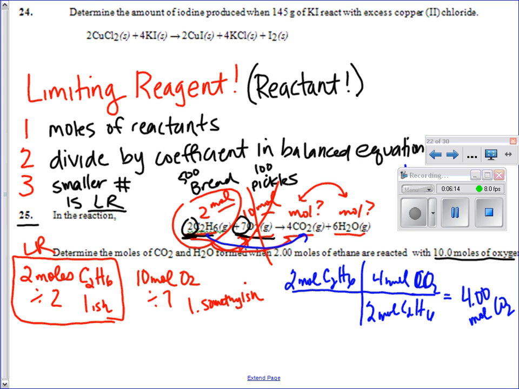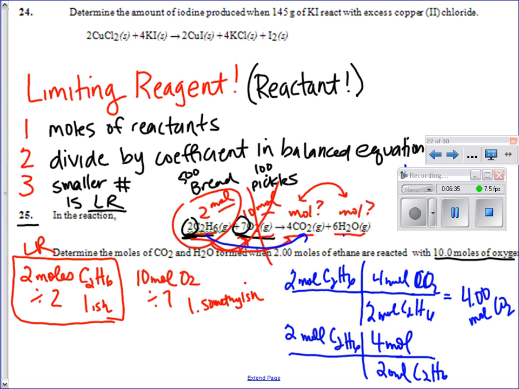Now, I can stoich, I got to get moles of water. I could start from the ethane if I want, or I could go from carbon dioxide to water. It doesn't really matter. I tend to always like to start back at the original. 2 moles of C2H6. For every 2 moles of C2H6, how many moles of water? Oh, it's 6. I thought it was 4. 6 moles of H2O. So how many moles of water? 6 moles of water. Okay?